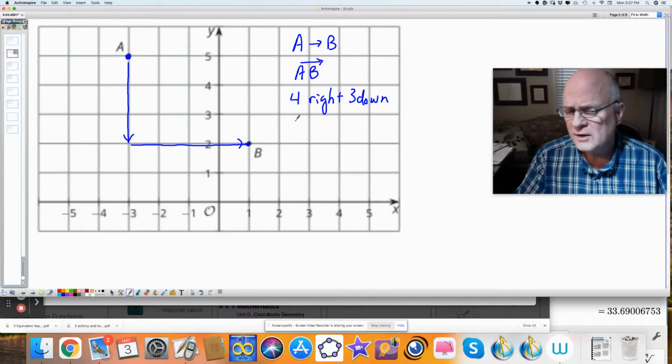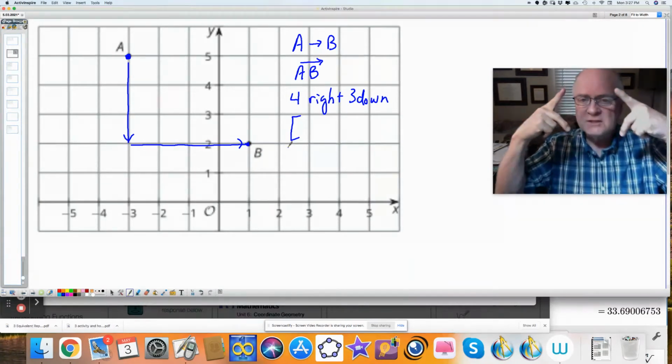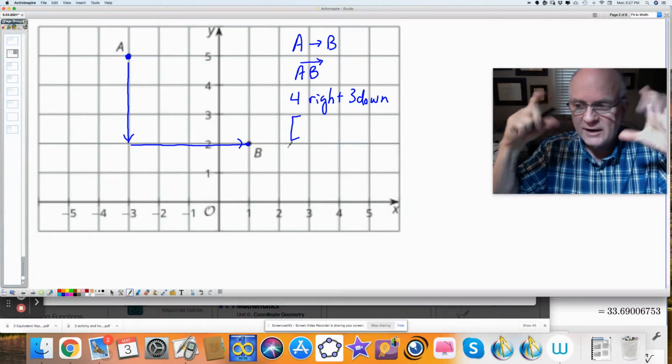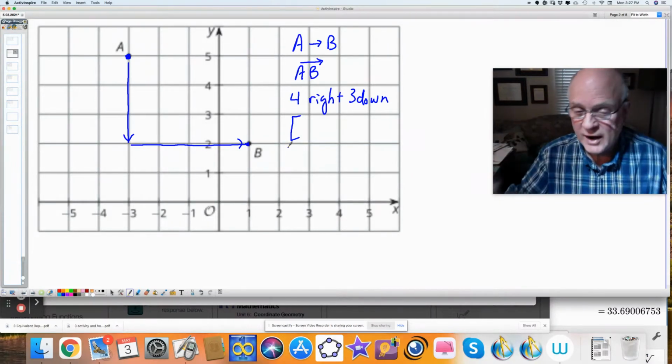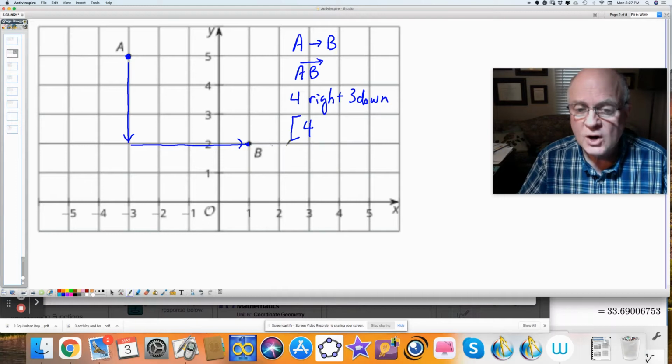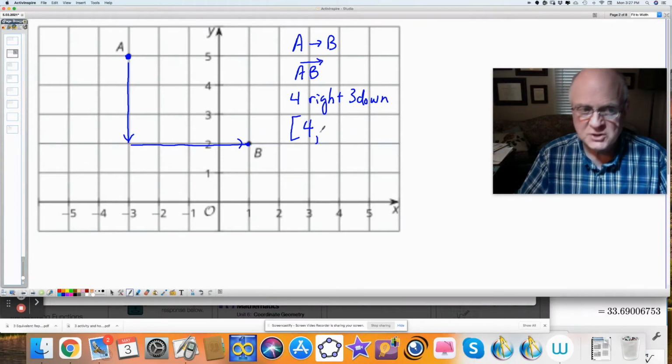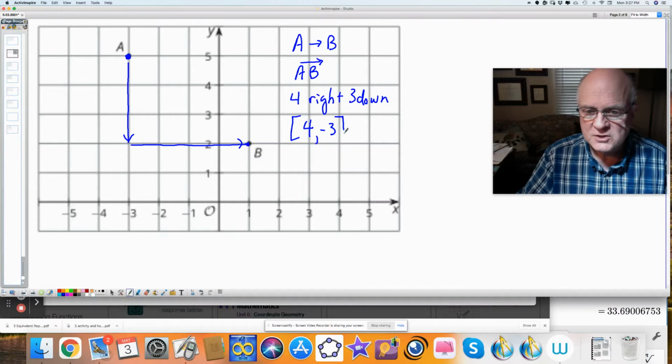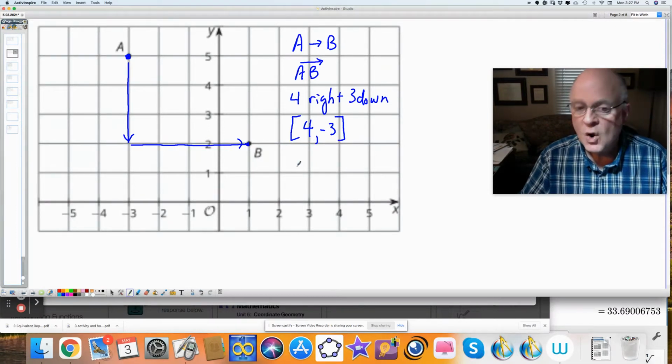Or you could write it in a vector notation. Sometimes you see this using these type of brackets, and it's typed, but since I'm typing and I don't have access to those readily, I can use brackets, which is a common way of doing it in some circles. We're going to go 4 to the right in the x direction and a negative 3 in the y direction. So this would be another way of writing it. Or I could say, I'm going to add this to my A. Now, I'm not going to go the other direction. I'm not going negative 4, 3, because that would put me from B to A. So I want to make sure I'm going in the right direction.